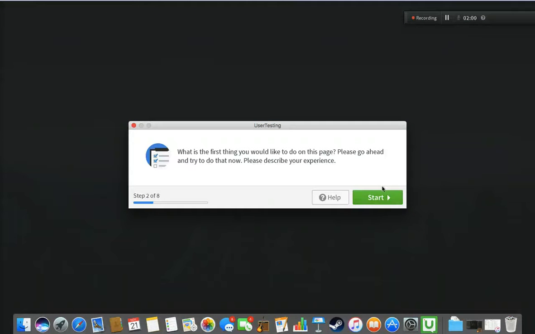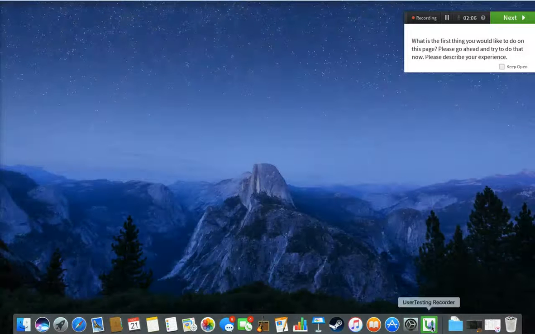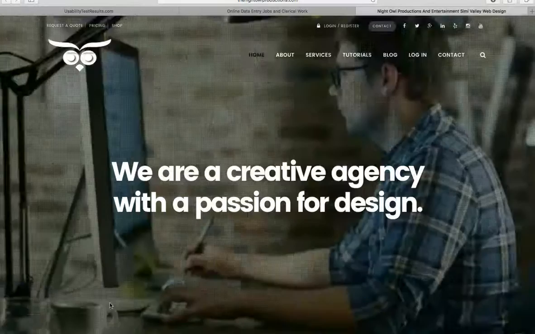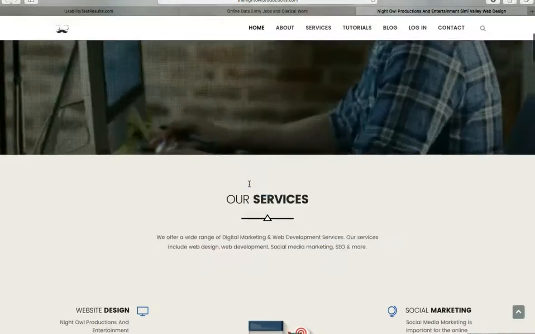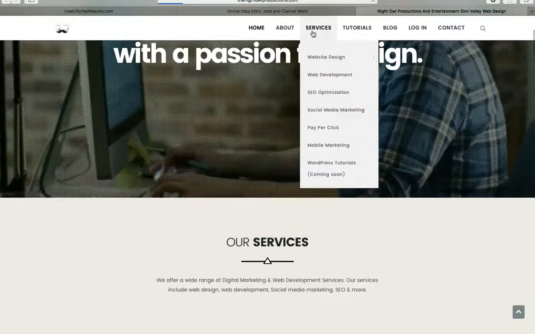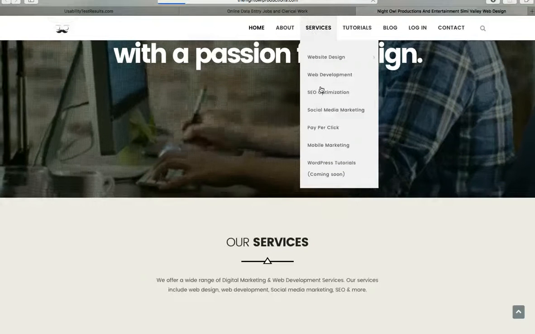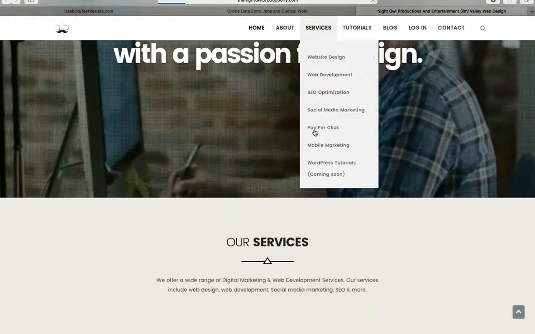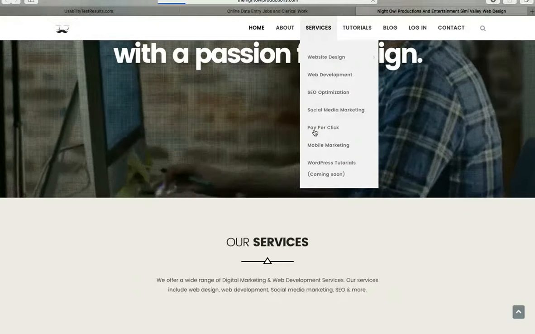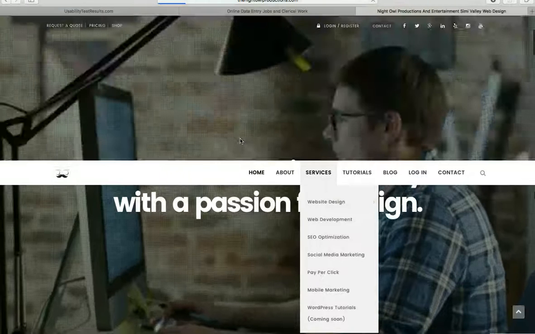Next. What is the first thing you would like to do on this page? Please go ahead and try that now. Please describe your experience. The first thing I would probably try to do on this page would be look at their services. Pay-per-click. I'd probably go to that, since I'm into that stuff. That would be something I would choose for sure.